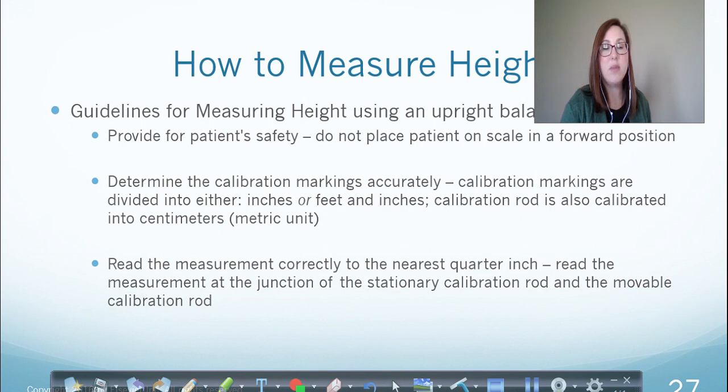You want to read that measurement correctly to the nearest quarter inch. So you read the measurement where that stationary calibration rod and whatever is movable meet at that junction. If that makes sense. It's hard to explain when you can't see it. But hopefully we can do that in the lab when we're back.